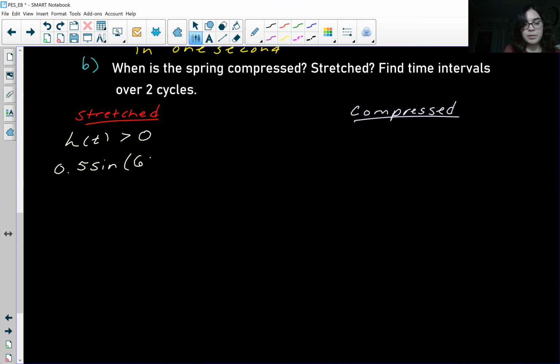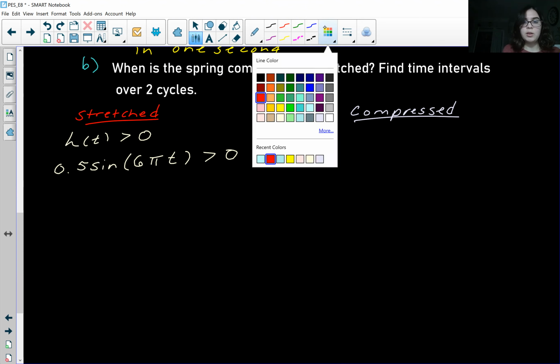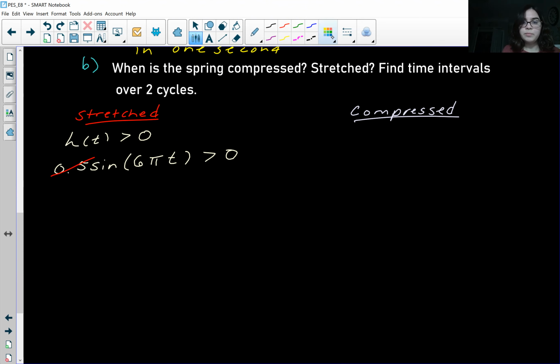If you see me looking to the side, I'm just looking at the answer key, so nothing weird happening. All right, so that's our h of t function. And the 0.5 is not really going to matter because you can divide both sides by 0.5 and it's just not going to affect it. So we can kind of just get rid of it. And so we're left with sine of 6 pi times t, and that's going to be greater than 0.